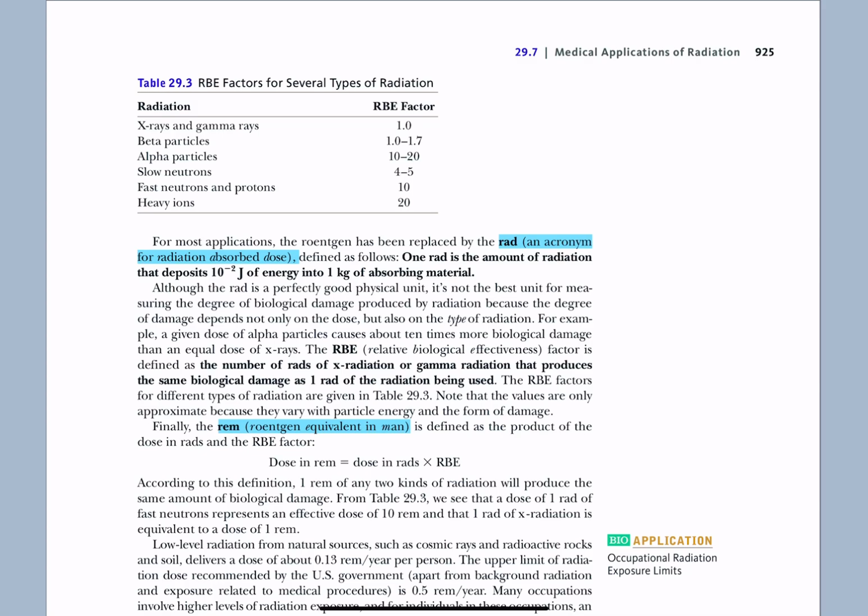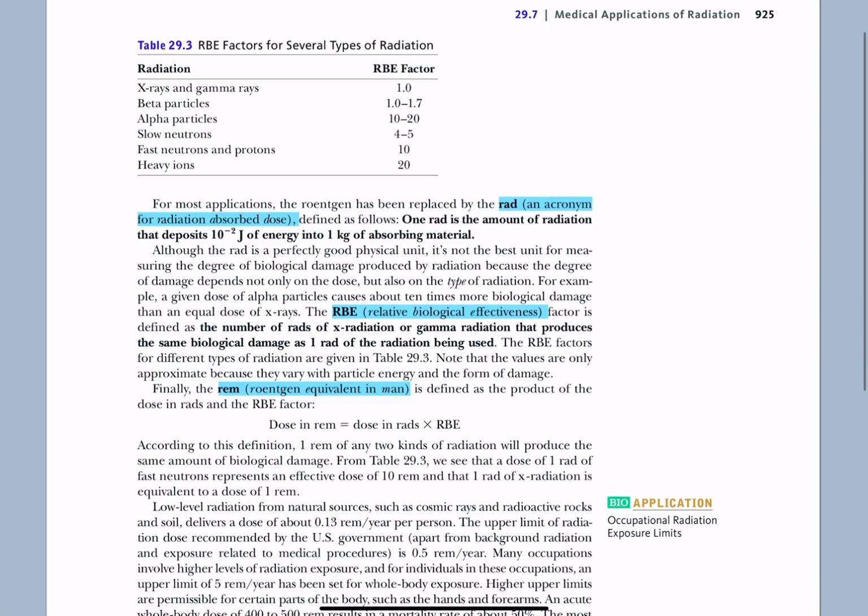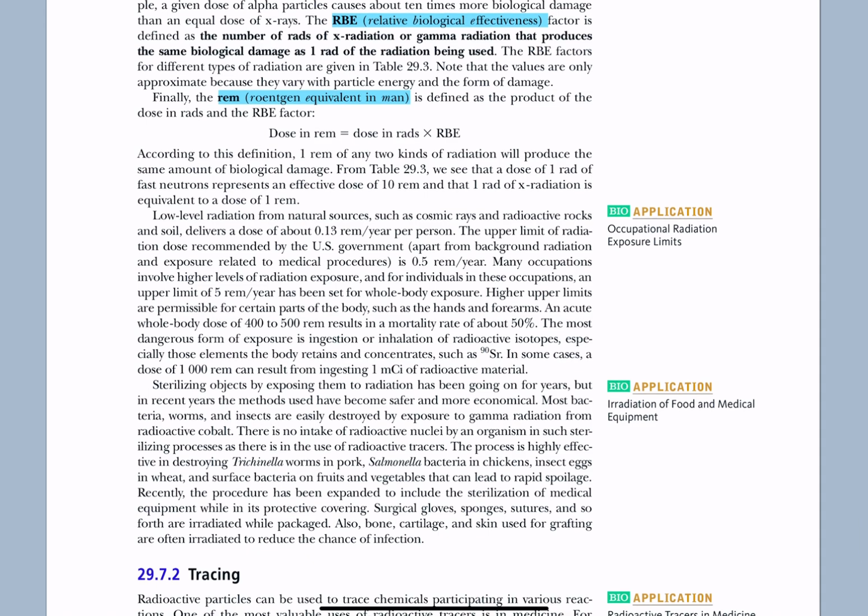And then we also have to keep in mind that because it matters a lot what part of your body radiation is affecting, we often multiply the radiation that you're receiving by a certain RBE, a relative biological effectiveness factor. And that would depend upon a number of things, which will be in table 29.3, which hopefully we'll see in a little bit. Again, the point is different parts of your body can tolerate different levels of radiation.